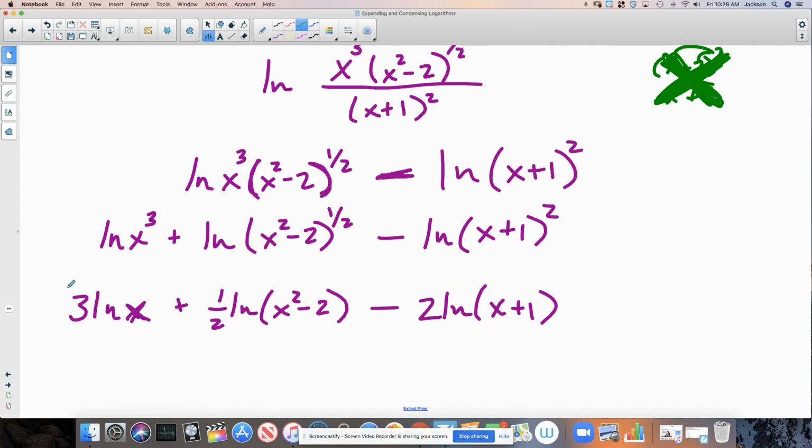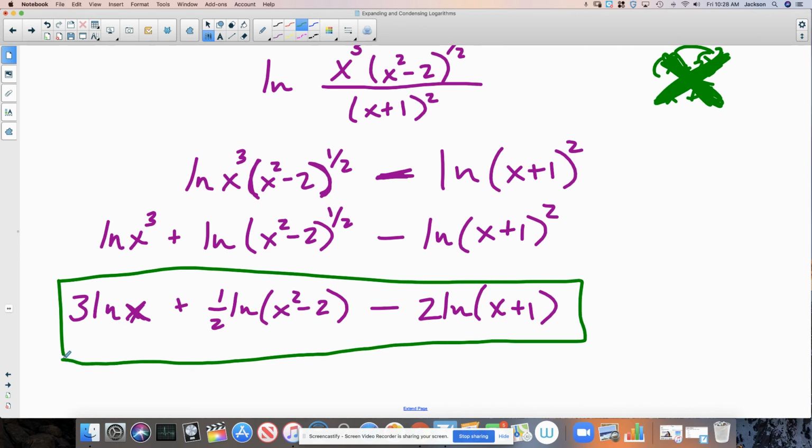Same thing applies over here. So we would be done with this problem. There's no more exponents, there's no more products, there's no more quotients for us to handle inside any of these logs.